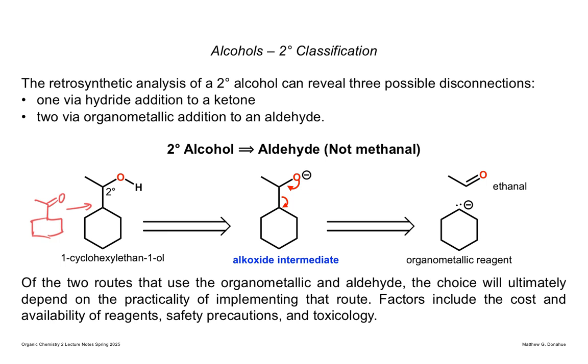And in the first route here, we're going to break that bond in terms of thinking backwards. In the forward direction, we'll make it. So we can end up with these 2 carbons right here coming from an aldehyde, or ethanal. And then our organometallic reagent would be that cyclohexyl group.